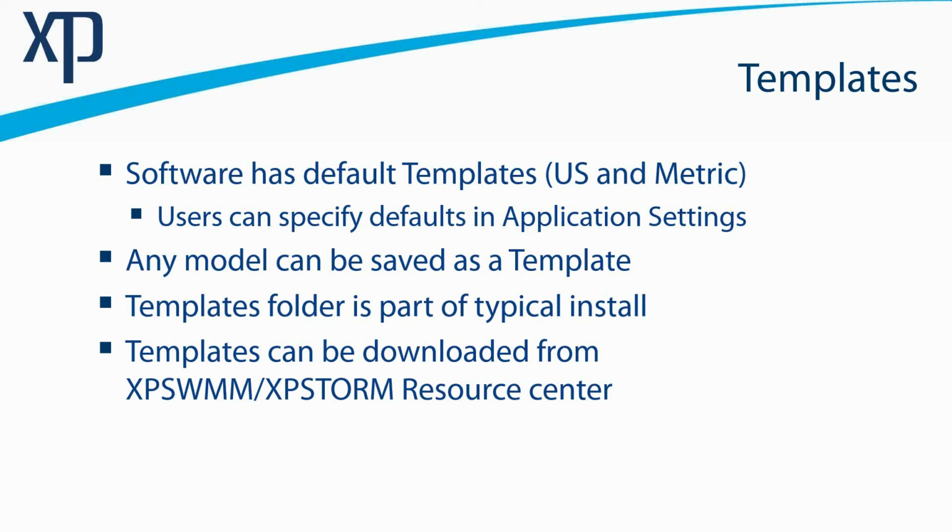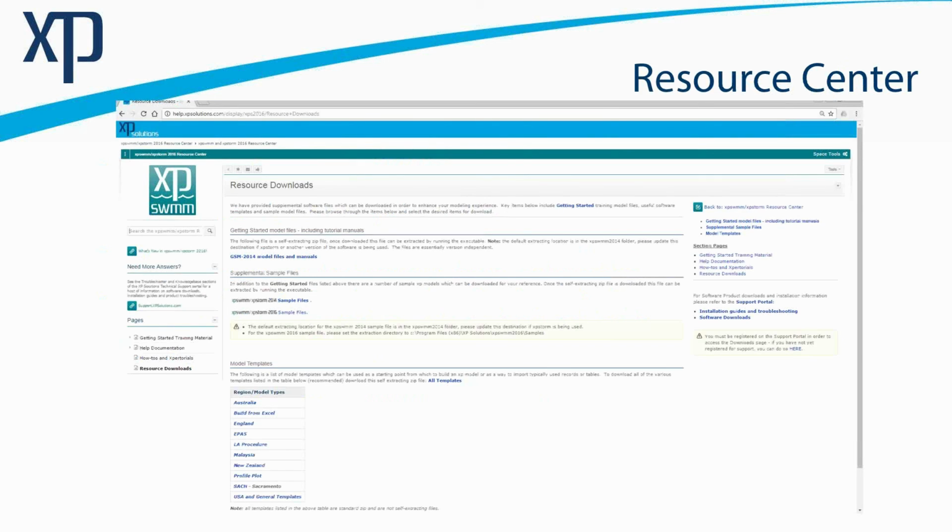There's an XP 2017.1 templates folder. That's where the software defaults to looking for them. But they can also be downloaded from the XPSWM XPSTORM Resource Center. Perhaps some of you are unaware that this site exists, but it's help.xpsolutions.com. There's a section for each of our software titles. If you go to, say, XPSWM or XPSTORM, you're going to be able to find a section called Resource Downloads. And in the Resource Downloads, there's a Model Templates section.